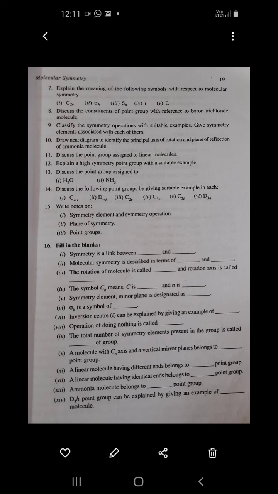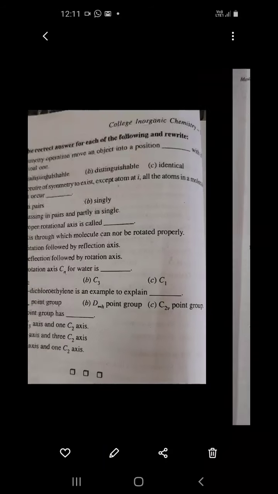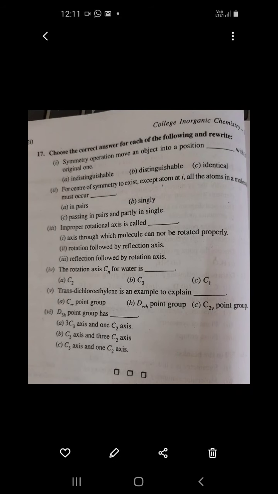In books they have given all the sets of questions and their answers. So you should prepare. These are just the general questions which you have to understand. Some questions may be asked through this example, or some question may be asked in another way also. Okay. Here in this question you can see there are options they have given. We will see here, symmetry operation moves an object into a position indistinguishable from the original one. You should remember that.